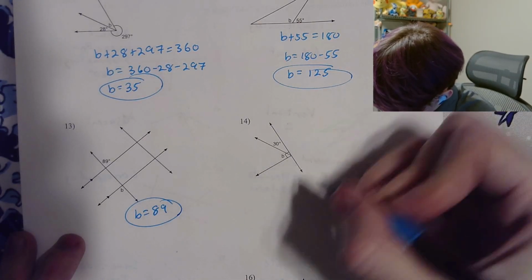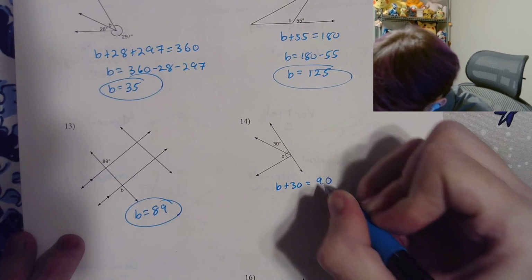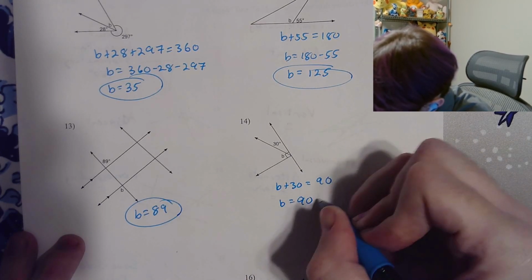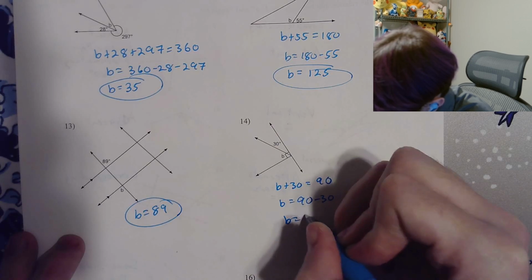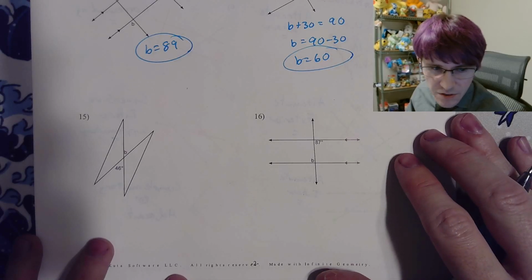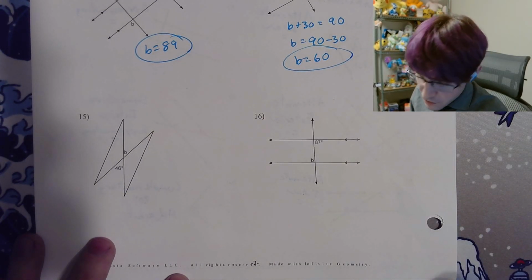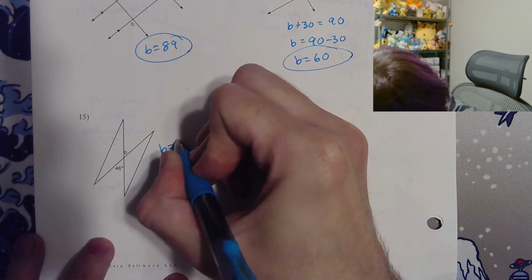We see a little box. The little box means 90. B plus 30 equals 90. Subtract 30, and we get B is equal to 90 minus 30. B is equal to 60. Bada bing, bada boom. Moving on, number 15. On number 15, they are on opposite sides of a cross. That means they are vertical angles. Vertical angles are always equal to each other.